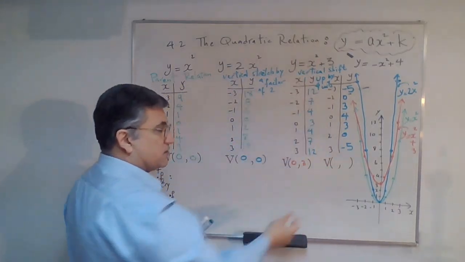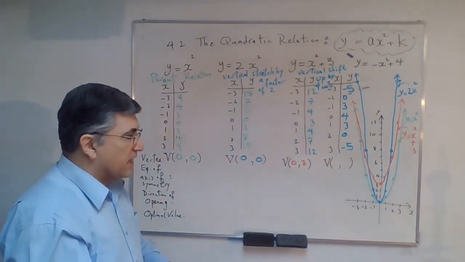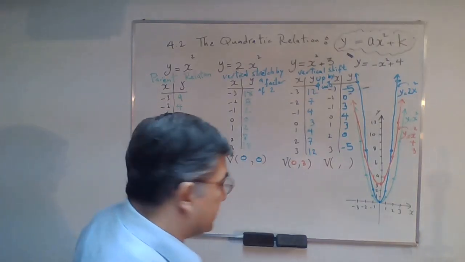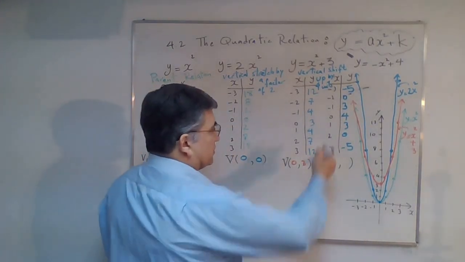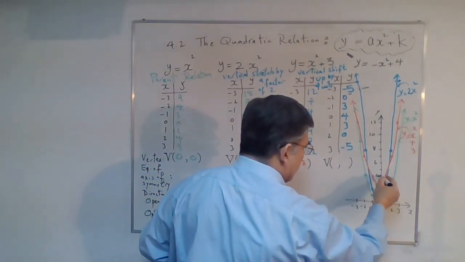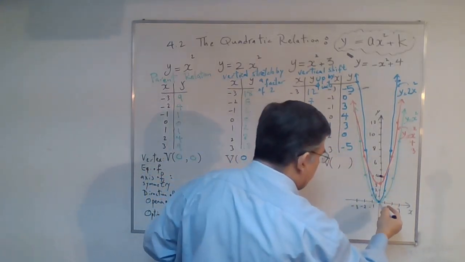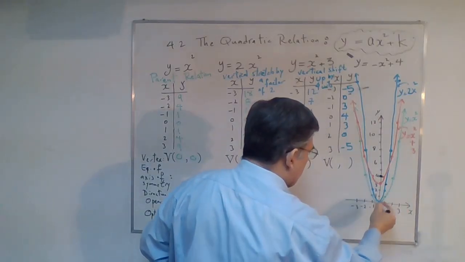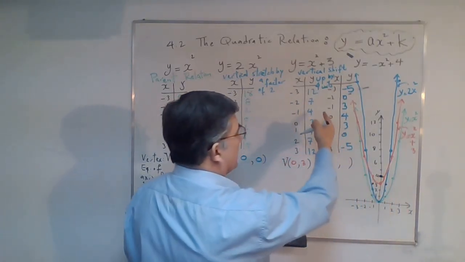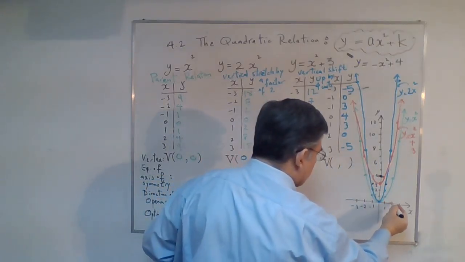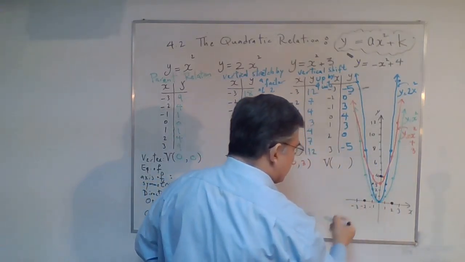So we end up with a new series of points, and we have to, of course, plot them. I'm going to start with 0, 4, which is right here. And then I have 1 and 3. 1 and 3 is here. Negative 1 and 3 is here. Then we have 2 and 0, which is right there. Negative 2 and 0 is here.